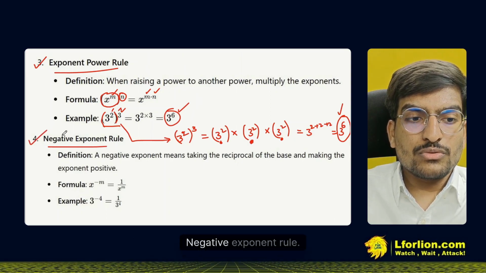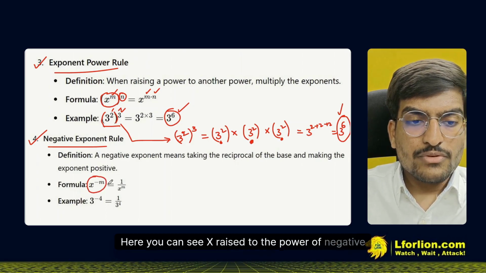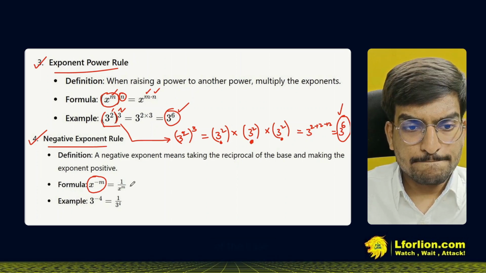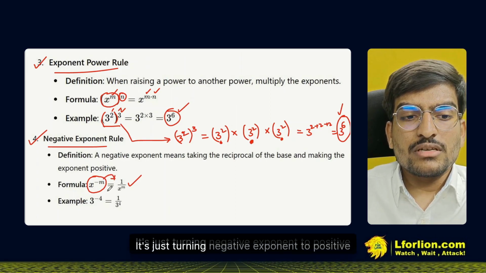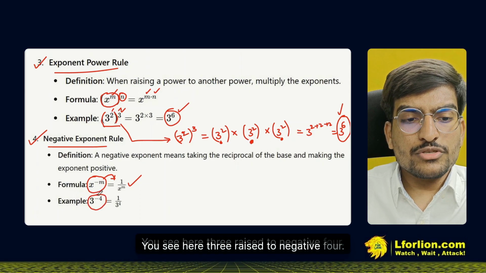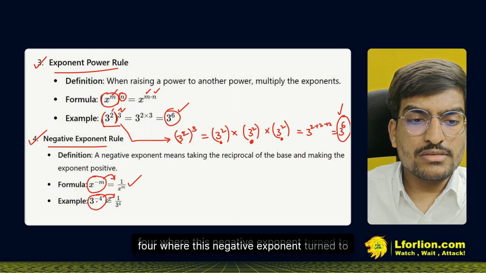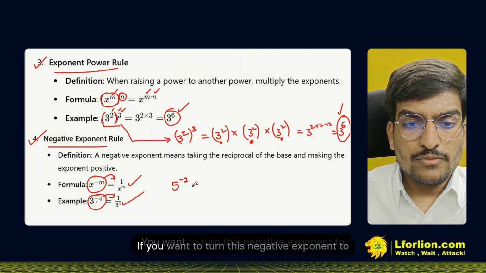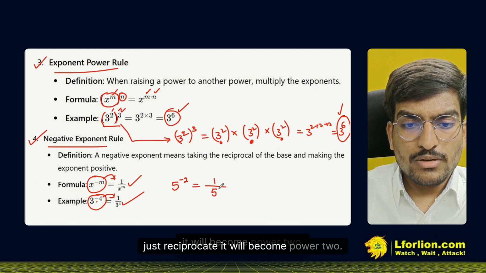Coming to the fourth rule, the negative exponent rule. Here you can see x raised to the power of negative n. Here the negative exponent represents the reciprocal of the base. It's just turning a negative exponent to a positive exponent. You see here 3 raised to negative 4, we are turning it to the reciprocal of 3 power 4, where the negative exponent turned to a positive exponent. Same way for 5 power negative 2. If you want to turn this negative exponent to a positive exponent, just reciprocate, it will become power 2.